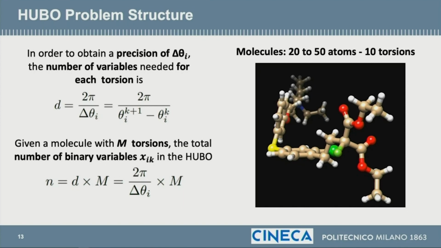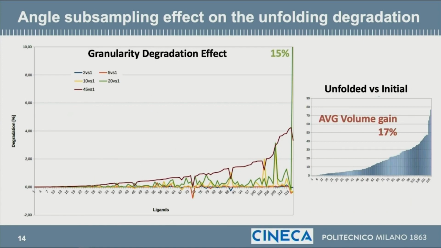In our experiment, we study molecules ranging from 20 to 50 atoms and up to 10 torsions. For these molecules, we selected a discretization of the angle equal to pi over 4, which means 45 degrees. The reason behind this choice is explained in this slide.